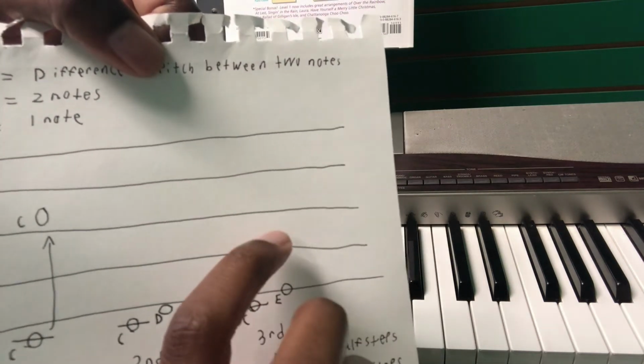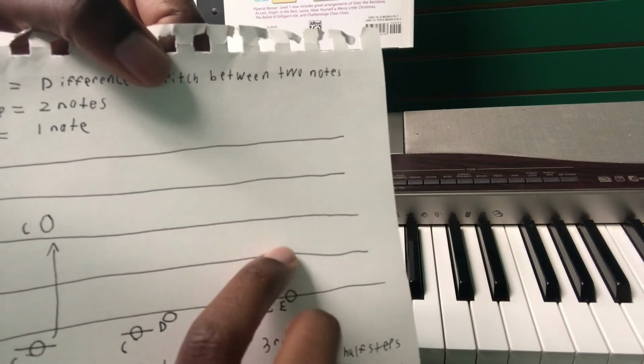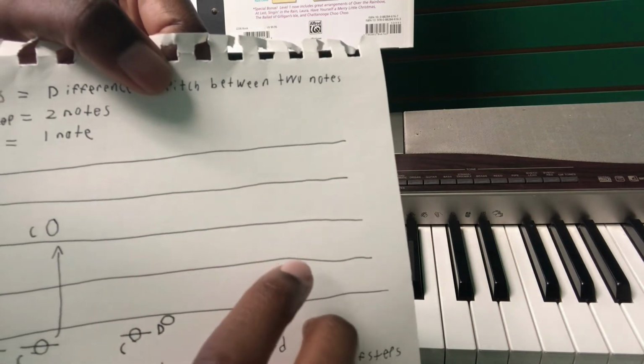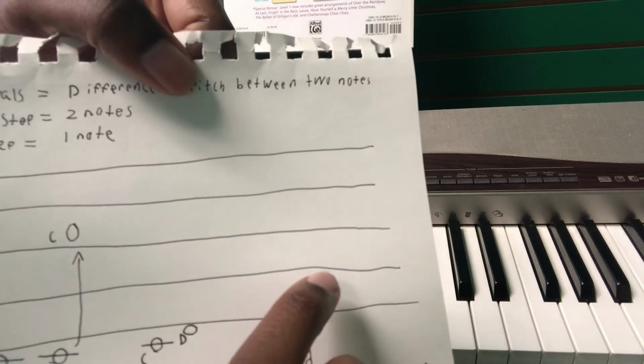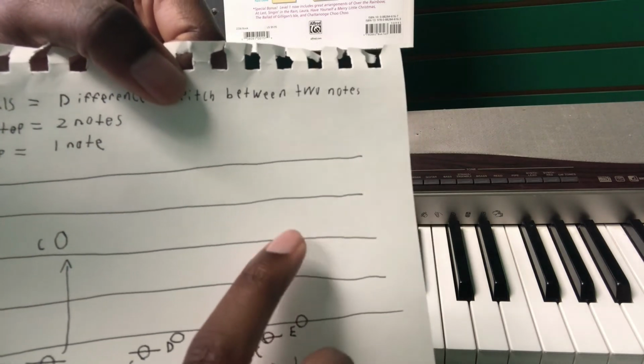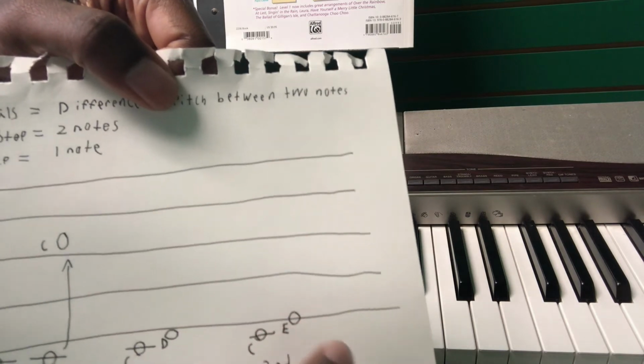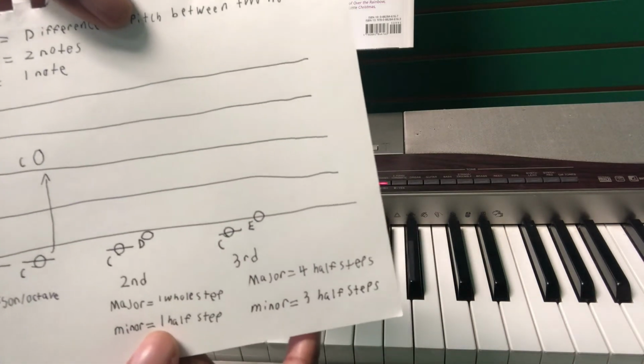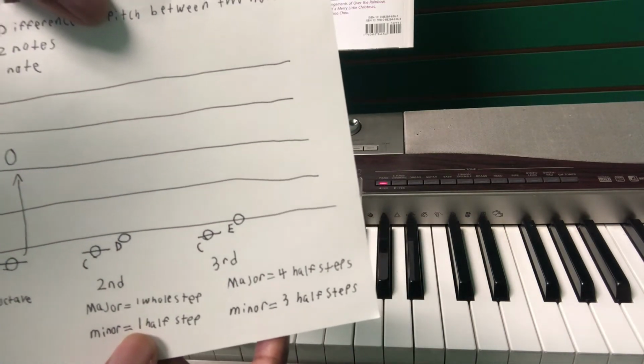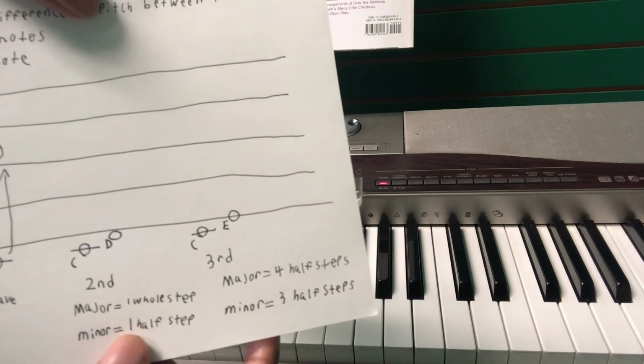And then if we had a note on this line, a note on that line, it'd be a third. If we had a note on this space and this space, it would be a third, F and A in that case. And just like seconds, you can have major thirds and minor thirds, but again, for another day.